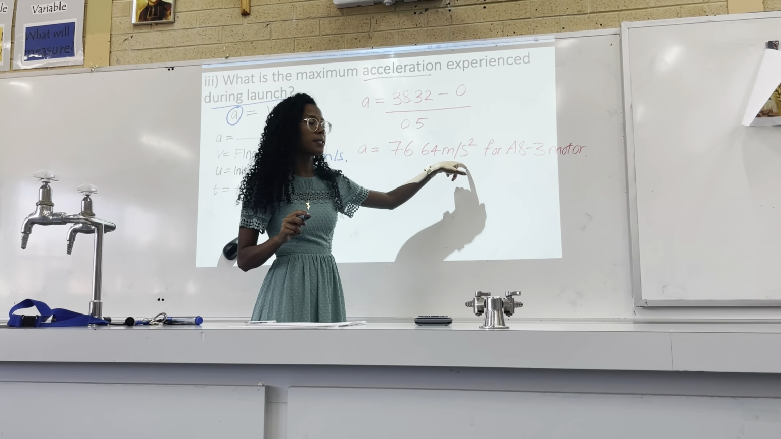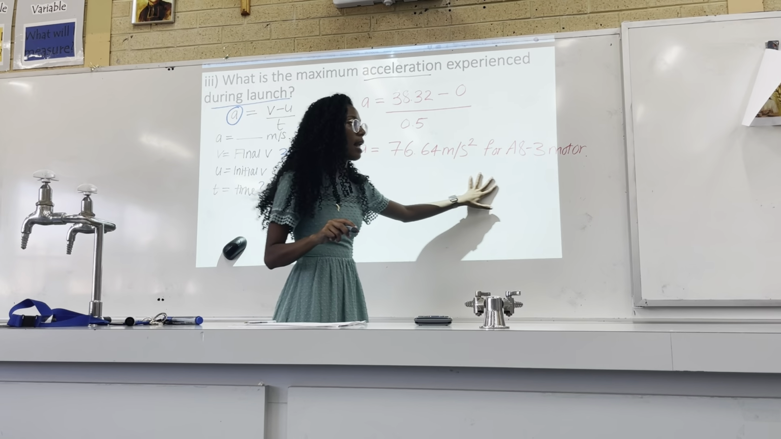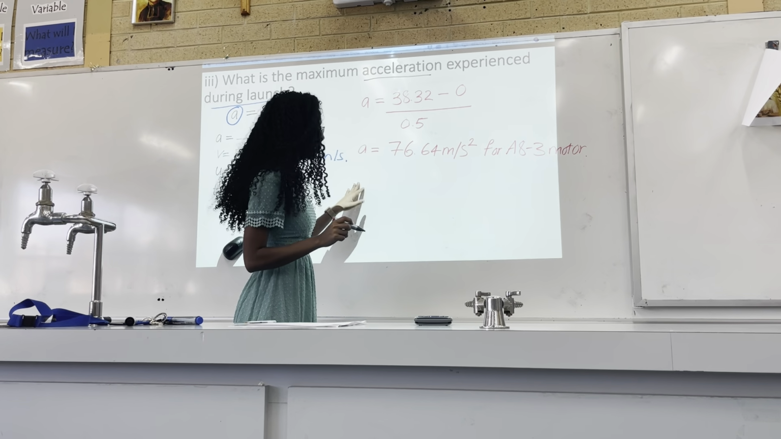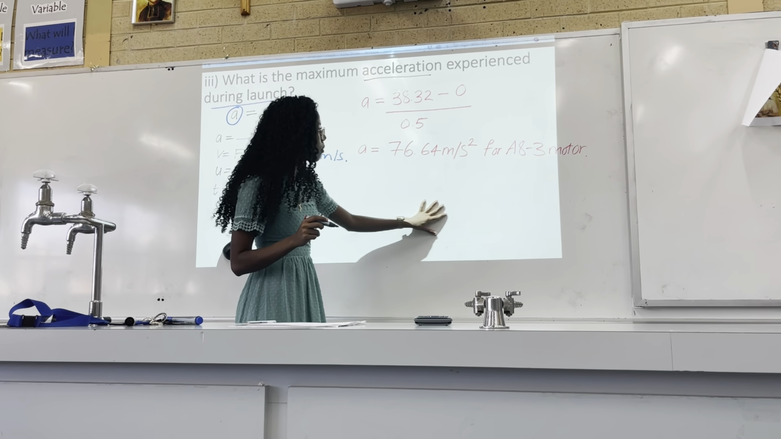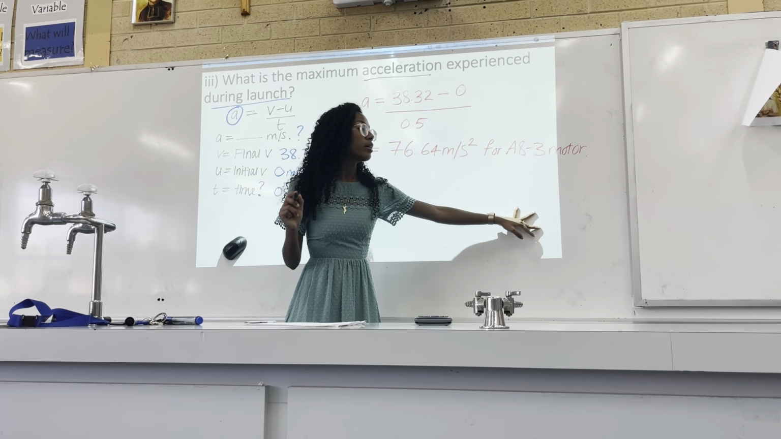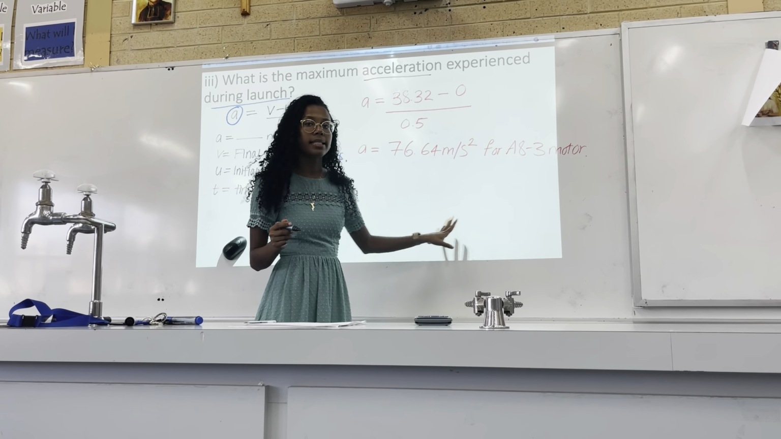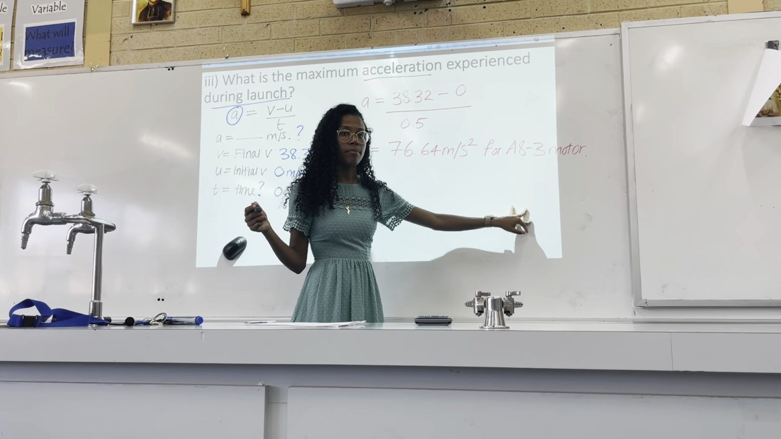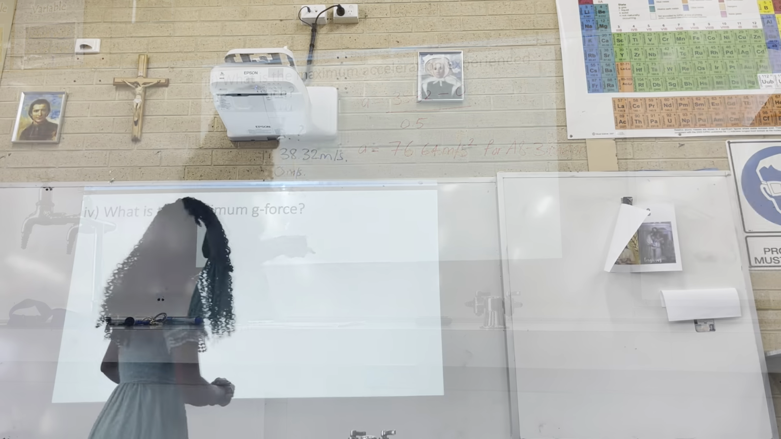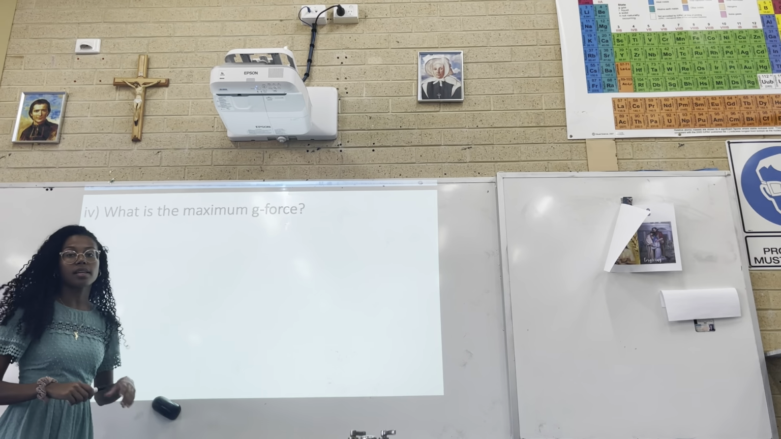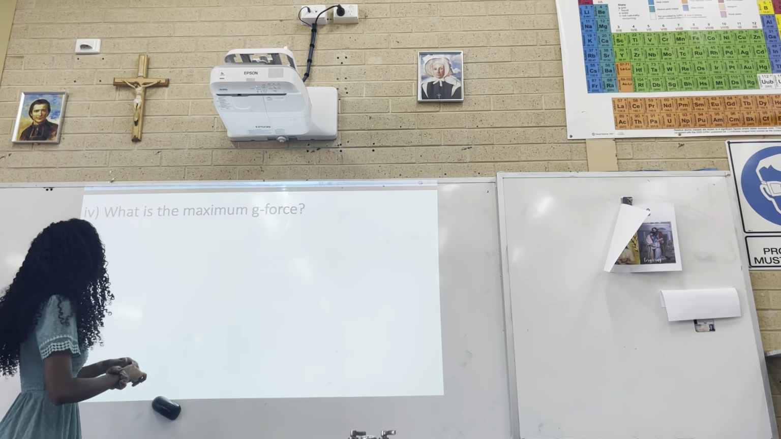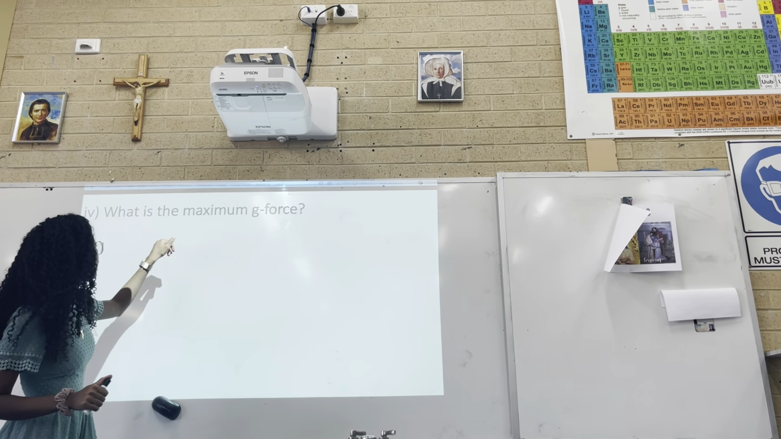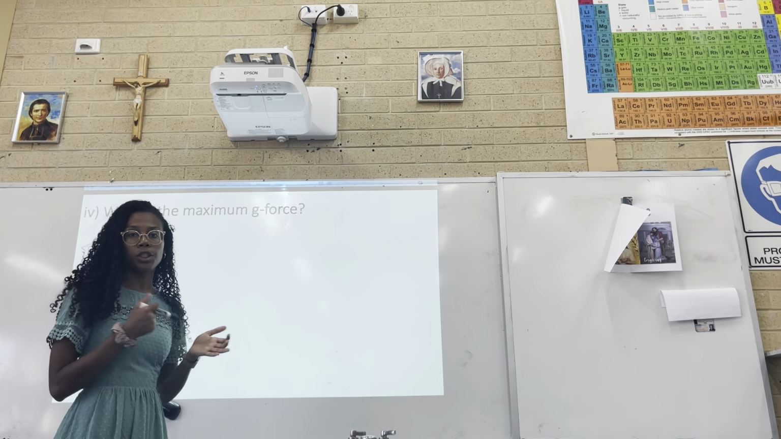76.64 meters per second squared for my A motor. Now go ahead and calculate it for your B motor using your own data, and calculate it for your C motor, borrowing from someone's data if you don't have C motor data. Relatively simple question, or at least the working out is fairly simple. It's just working out what is the maximum amount of G-force.